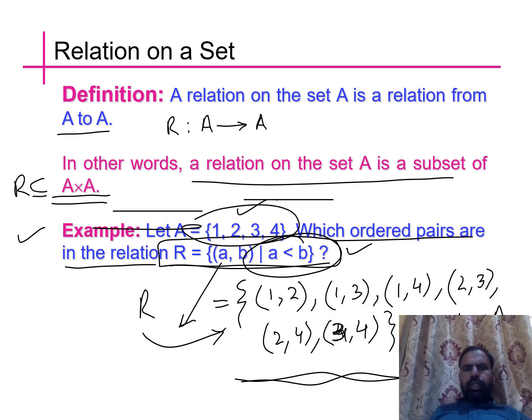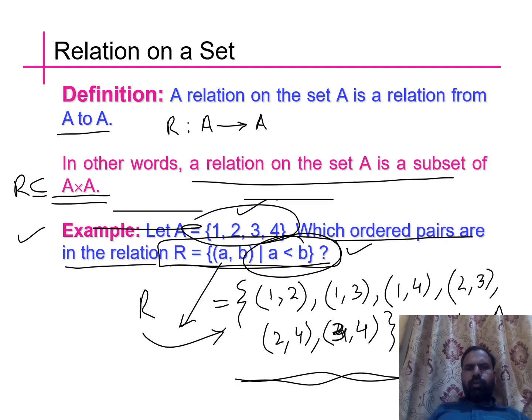A relation on the set A is a relation from A to A, which R shows from A to A. In other words, a relation on a set A is a subset of A cross A. It's a subset of the Cartesian product of itself.